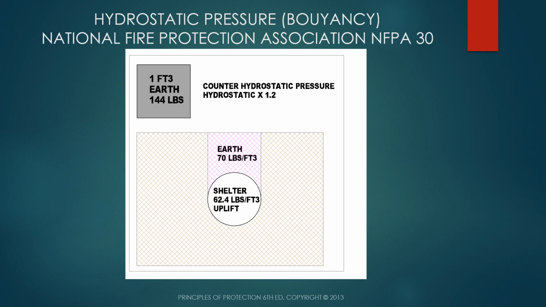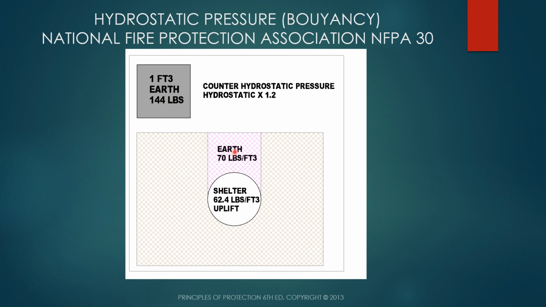But anytime you put a structure underground, you must assume by code that the water table reaches the ground surface. Now, earth has a weight of about 144 pounds per cubic foot. But when it's underwater, it only weighs 70 pounds a cubic foot. Those are big differences, 50%.